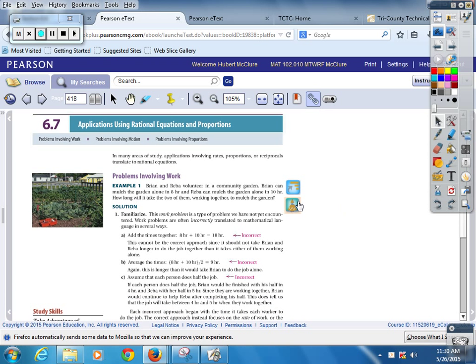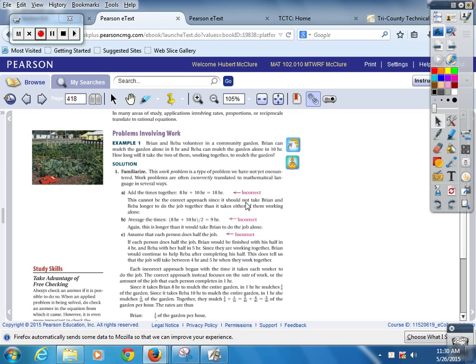All right. Brian and Reba volunteer in a community garden. Brian can mulch a lawn in 8 hours, and Reba can mulch a garden alone in 10 hours because she does a much better job. They just don't want to put that in there. How long will it take the two of them working together?